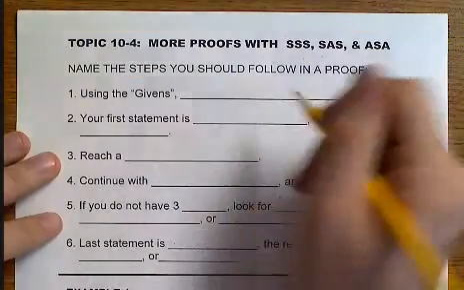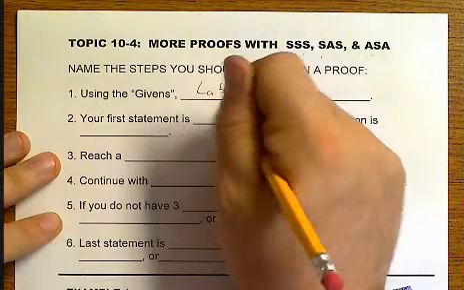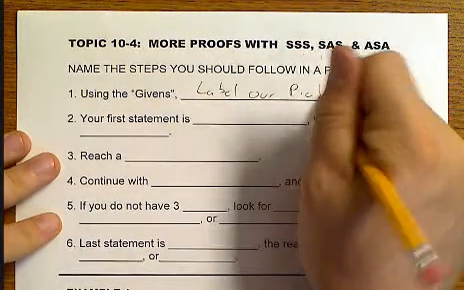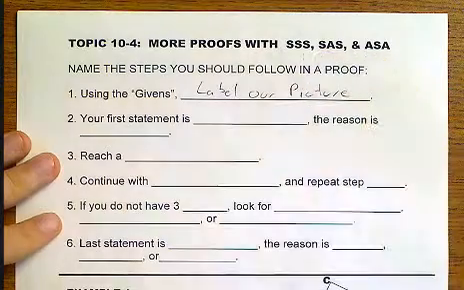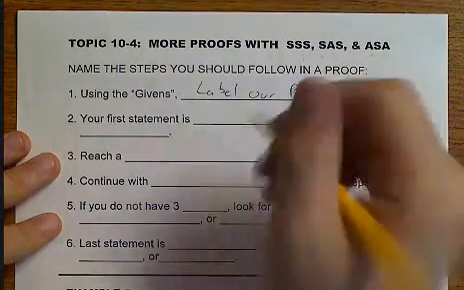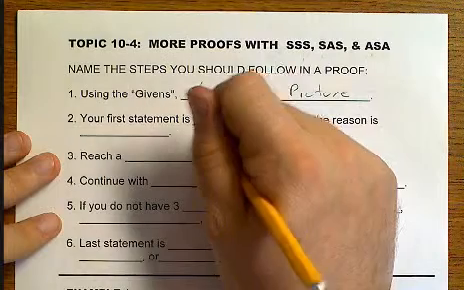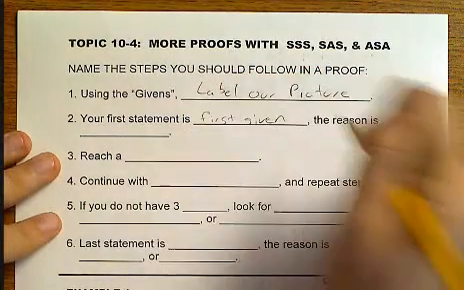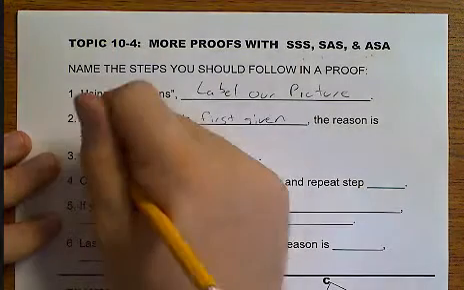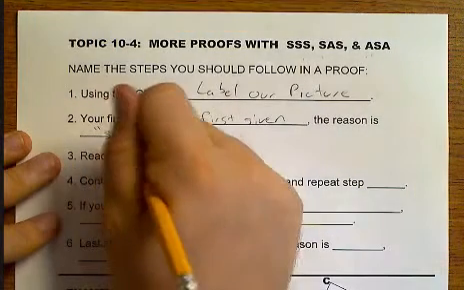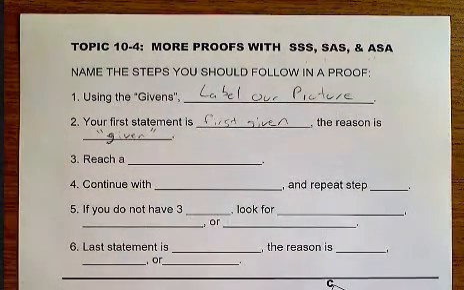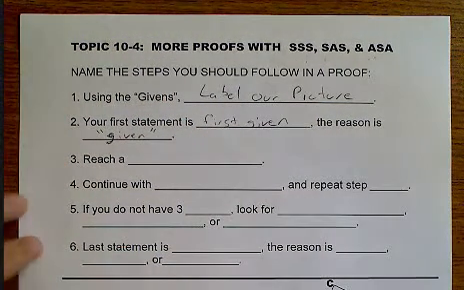Using the givens, we want to label our picture. Your first statement is your first given statement. The reason is simply given. Hey, they gave it to you. That's all that we need to know.